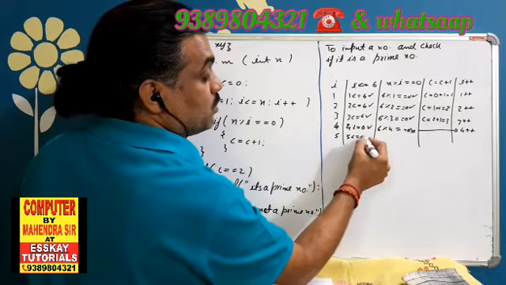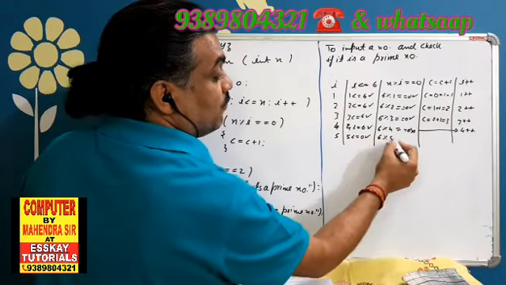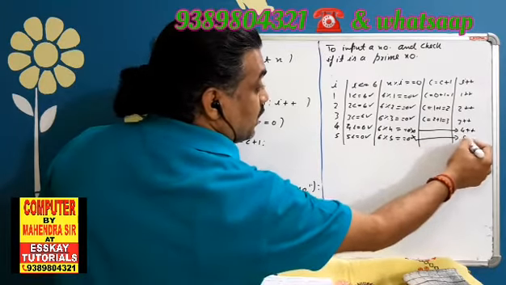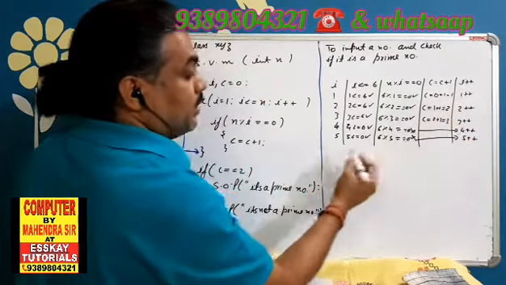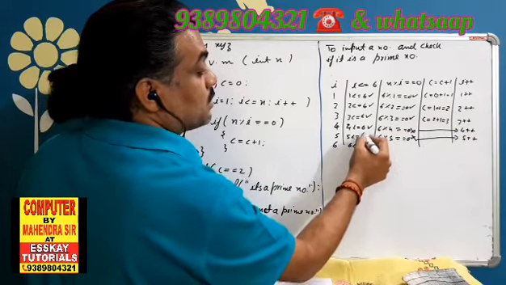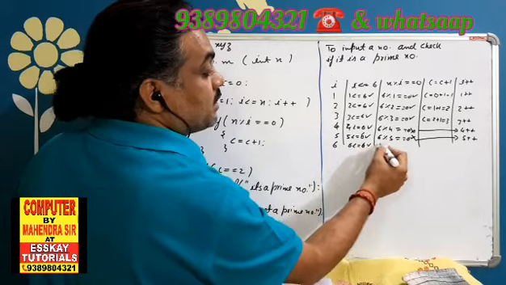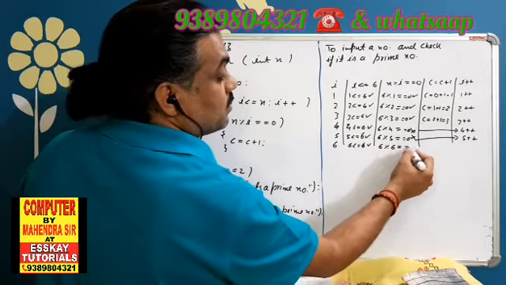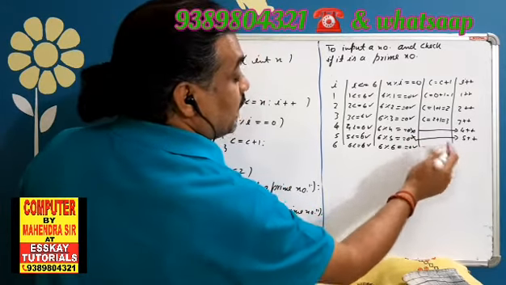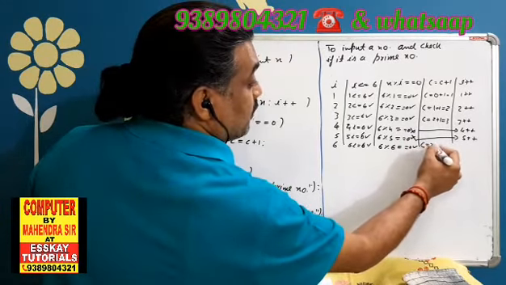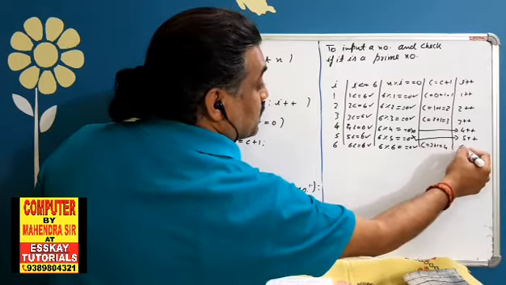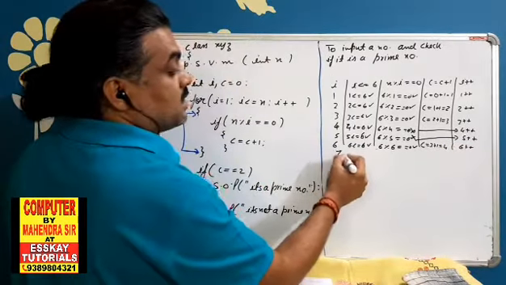5 is less than or equal to 6, that's correct. 6 mod 5 is equal to 0, that's wrong. We moved ahead again. 5 plus plus. c is still 3. The value of i is 6. 6 is less than or equal to 6, that's correct. 6 mod 6 is equal to 0. This statement is true, so the value of c will increase. c will become 3 plus 1, that's equal to 4, and i will become 6 plus plus, that's 7.